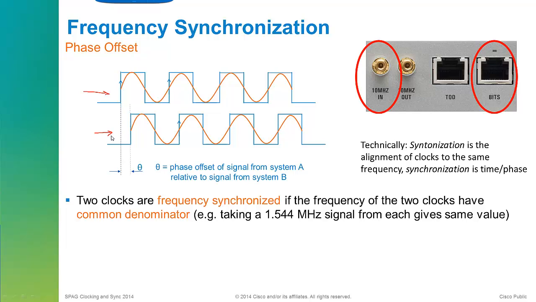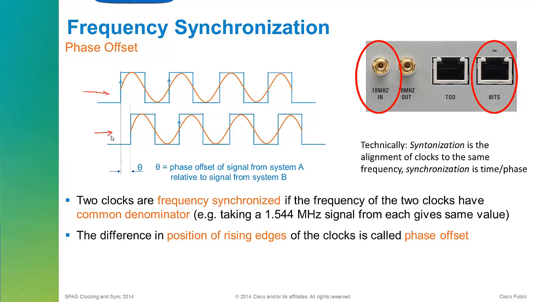So what you can say then is that if they're frequency synchronized like that, two of those devices, even though they're out of phase, if you take some signal out of those devices like we have shown above there, then you're getting the same value. So both of those signals will be 1.544 megahertz. One won't be 1.53 and one won't be 1.54. They'll both be 1.544. So that's when you say that they're frequency synchronized.